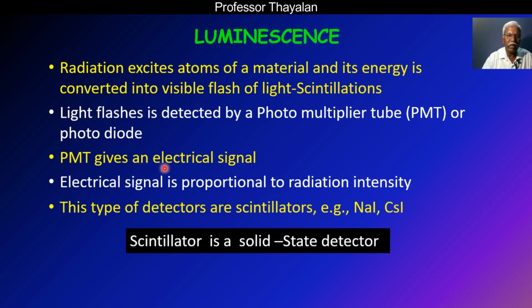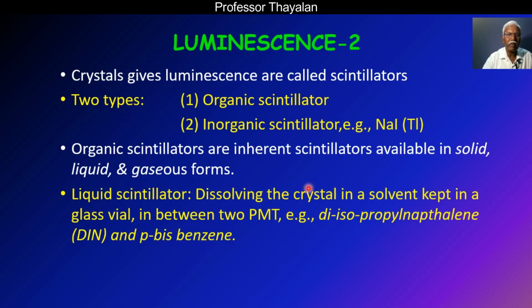That means whatever electrical signal we measure from the PMT is proportional to the flash of light. The flash of light is proportional to the radiation incident on the crystal. This principle is used in luminescence measurement. This type of detector is called a scintillator. So what is a scintillator? It is a solid state detector. CT scan actually uses a scintillator.